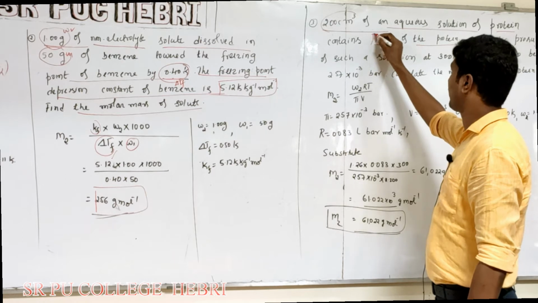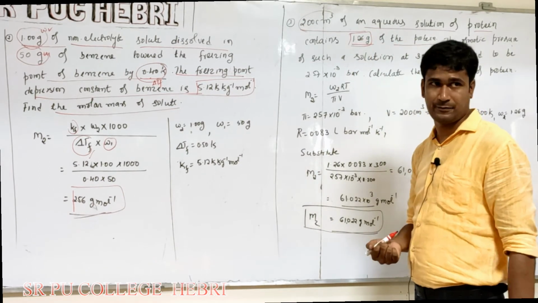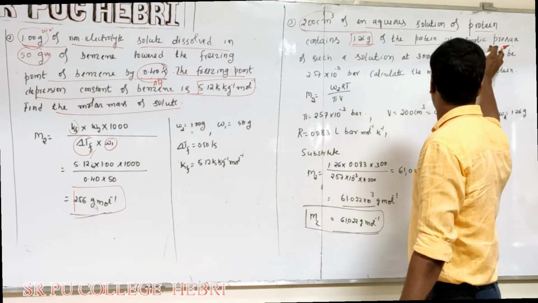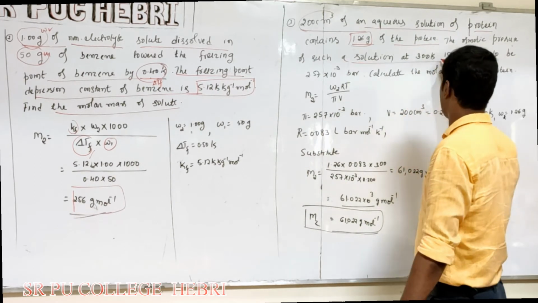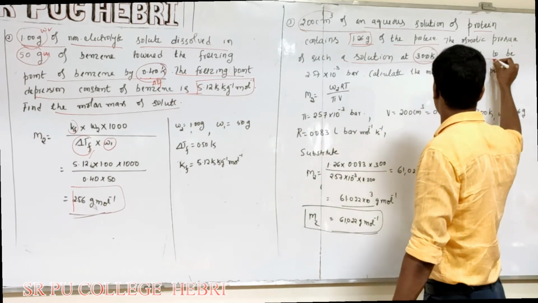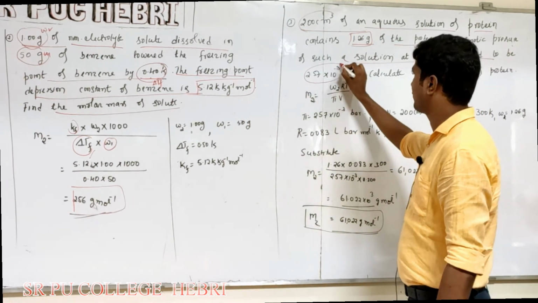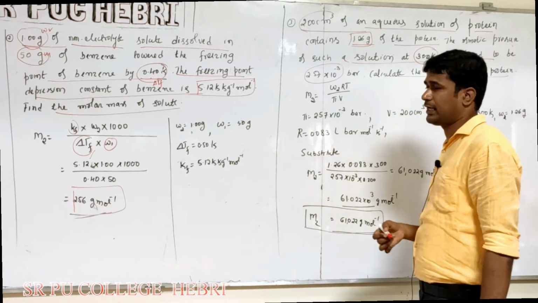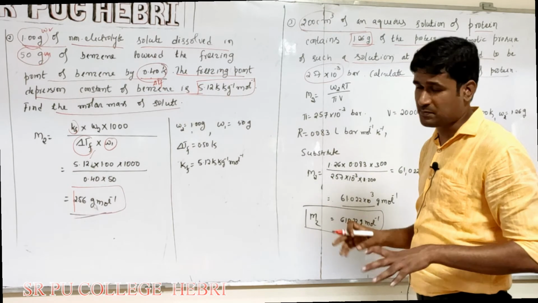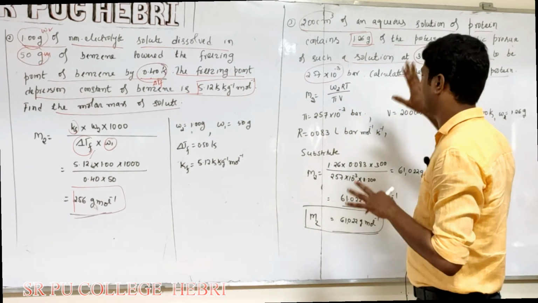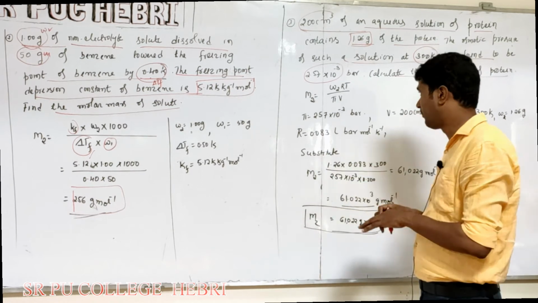In that solution 1.26 gram of protein is present. Protein is a solute here. Remember, the osmotic pressure of such a solution at 300 Kelvin, temperature is given, is found to be 2.57 into 10 raised to minus 3 bar. Calculate the molar mass of protein. So this is related to osmotic pressure. Numerical itself says this. See, osmotic pressure term is given. So how to write the formula?